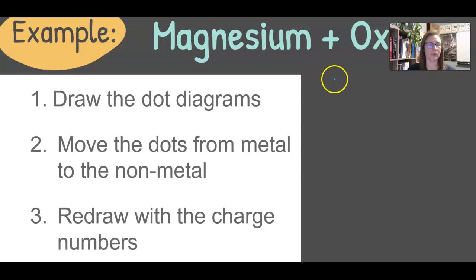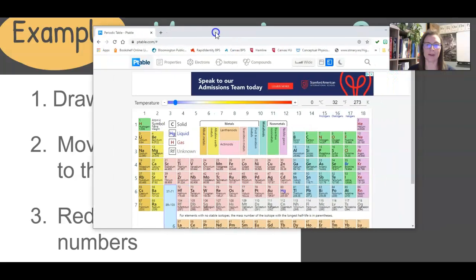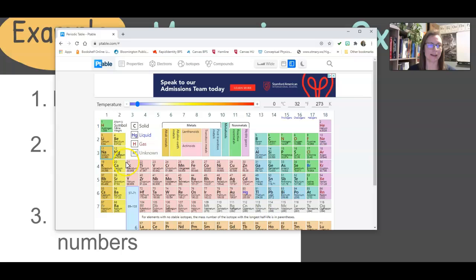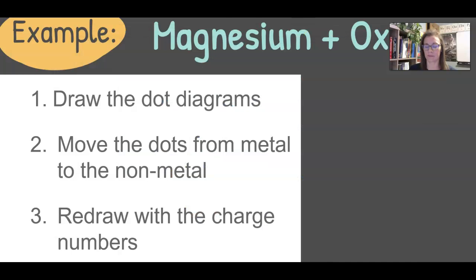Let me show you how that works. For this one, we're going to be doing magnesium and oxygen. In order to do the dot diagrams, we have to consult our periodic table. We can see that magnesium is in the second column, and oxygen is over here in column 16, the same thing as 6A. So magnesium is going to have 2 dots, and oxygen is going to have 6 dots. Here's my magnesium; I'm going to put 2 dots on there. Now I've got my oxygen, which was in 6A, so I'm going to have 6 dots. Step 1 done.